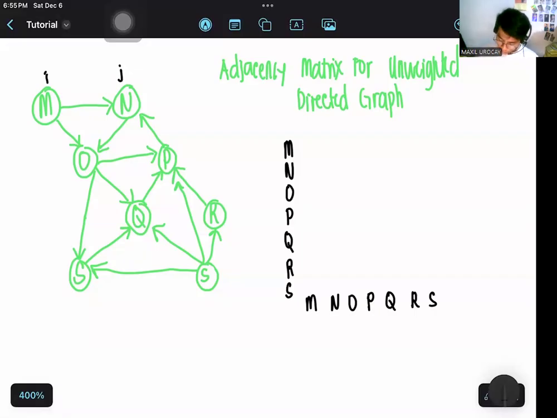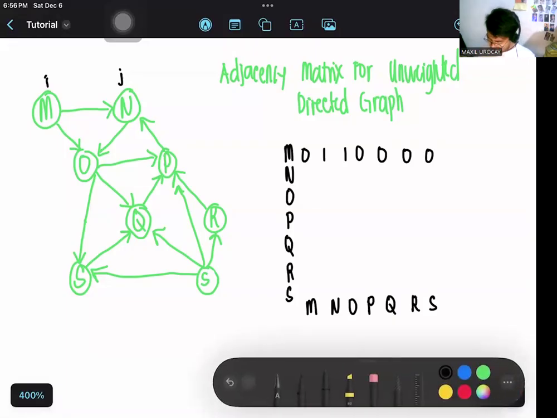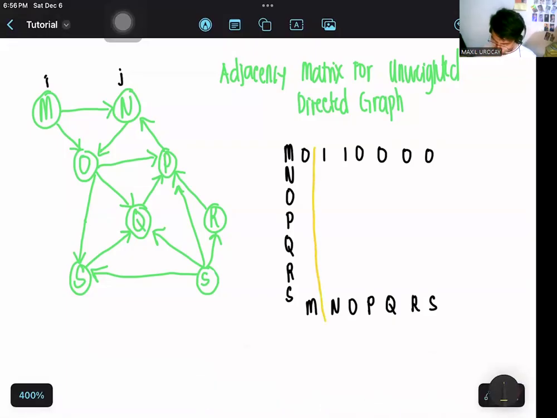So right now, for example, M to M, that is 0. Then M to N, that is 1 because they have adjacency. Then M to O, they are adjacent to each other, that is 1. Then M to P, that is not adjacent. M to Q, not adjacent. M to R, not adjacent. And M to S, not adjacent. That's how it works. Now let me put a label here so that I can put a boundary in order for us to work on this carefully, okay?